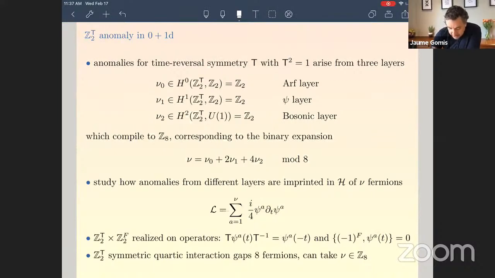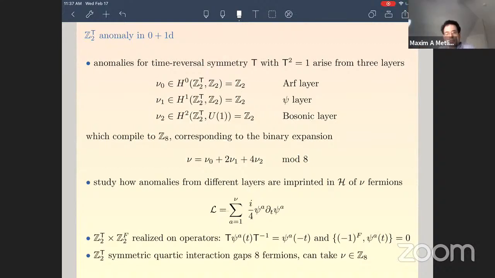And now here there are 3 layers. And each one has a Z2. And I think this is what Jaume was saying. These Z2s actually compile, when you go through this Atiyah-Hirzebruch story, into a Z8. So nu is an integer mod 8, and the layer contribution can be given by this. Okay. So essentially the ARF layer corresponds to the values of nu that are odd, the psi layer, the values of nu that are 2 mod 4, and the bosonic layer is 4 mod 8.